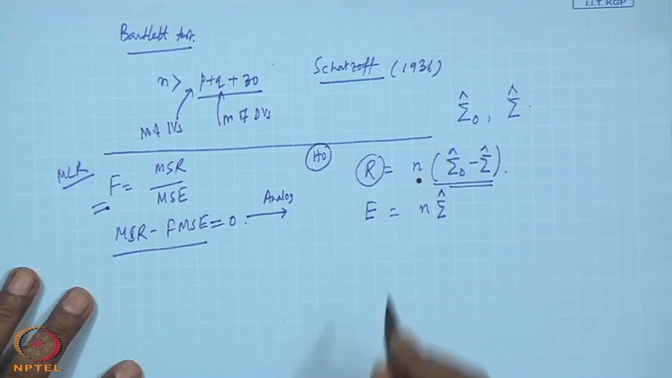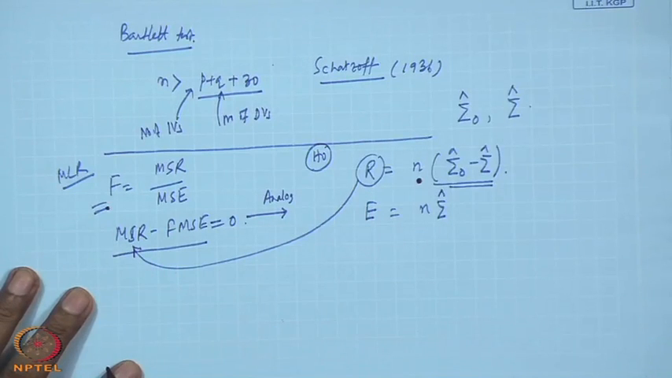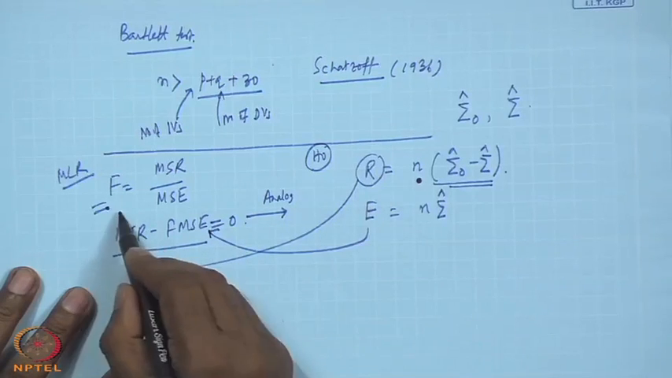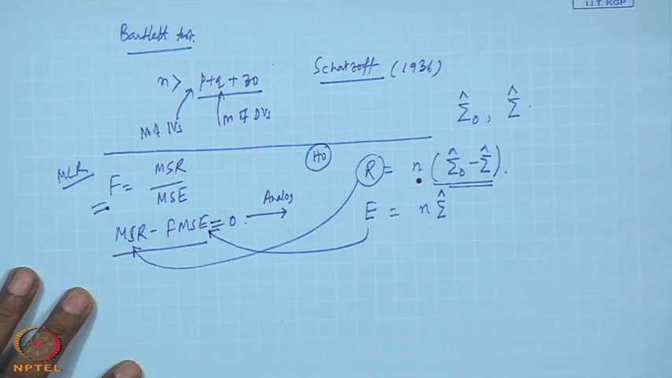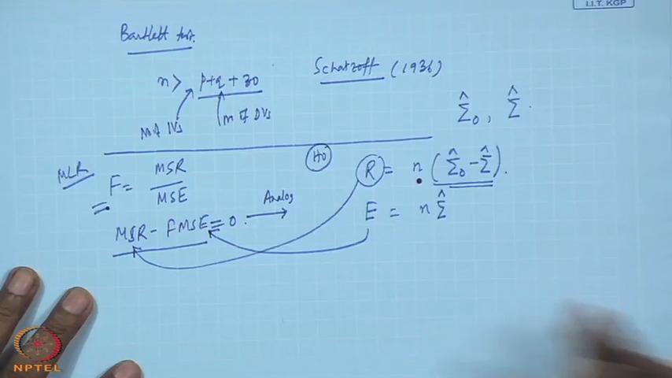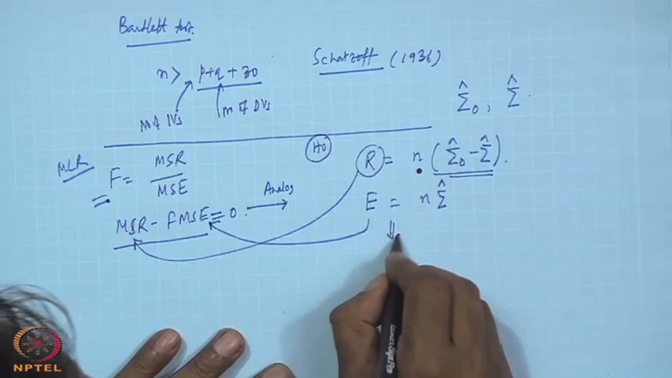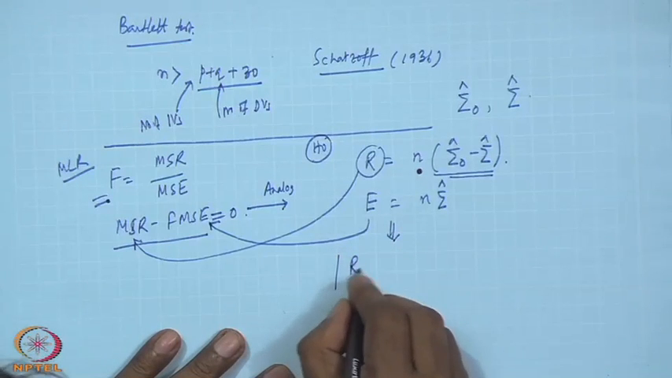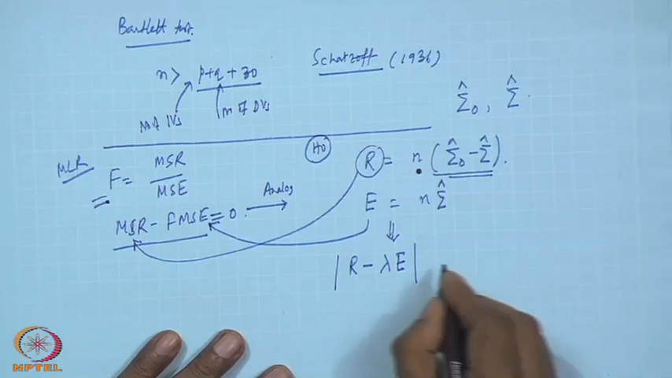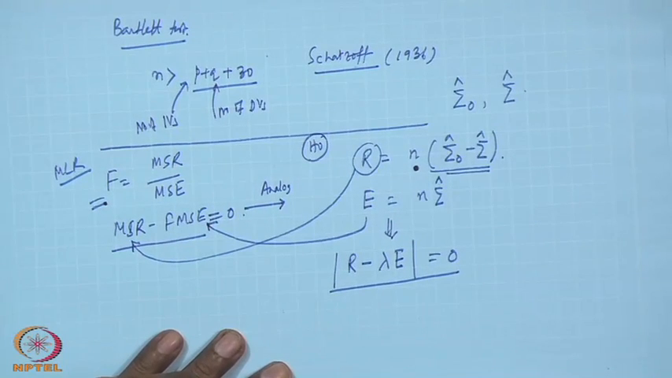Getting me? Now, if I create it like this, what is happening? R can be similar to MSR, and E can be similar to MSE. But as they are in the matrix domain, they are equivalents in terms of your scalar domain, you have to take the determinant. So that is why statisticians have developed that if you take this determinant equal to 0, then you will get very interesting roots, characteristics.